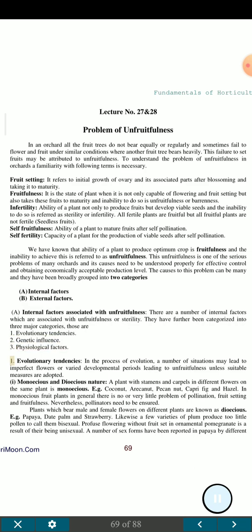1. Evolutionary tendencies. In the process of evolution, a number of situations may lead to imperfect flowers or varied developmental periods leading to unfruitfulness unless suitable measures are adopted. I. Monoecious and dioecious nature. A plant with stamens and carpels in different flowers on the same plant is monoecious, e.g. coconut, areca nut, pecan nut, capri fig and hazel.